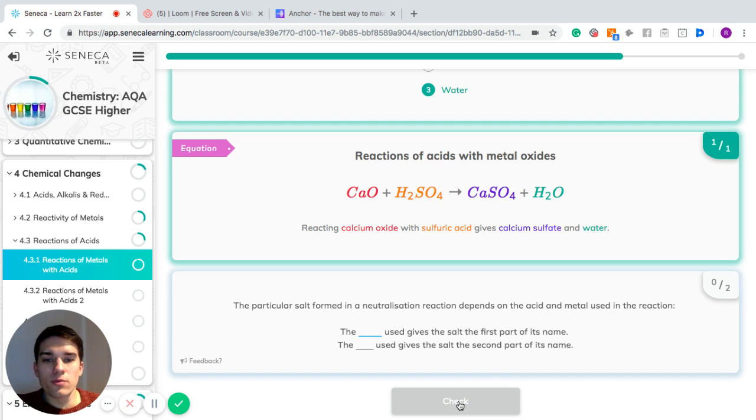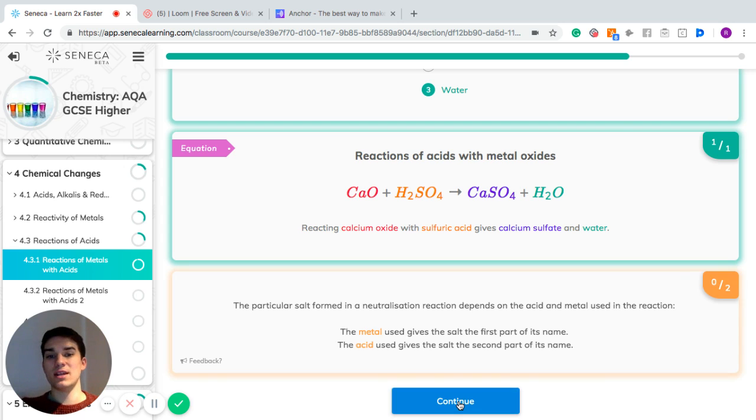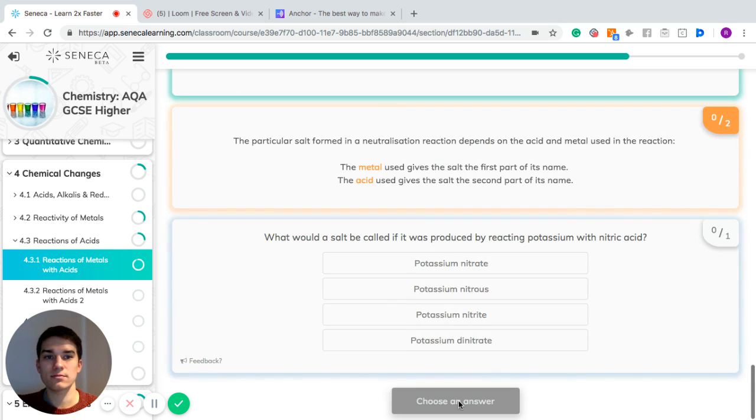The particular salt formed in a neutralization reaction depends on the acid and metal used in the reaction. The metal used gives the salt the first part of its name, and the acid used gives it the second part of its name. If we remember the example from above, we had calcium oxide and sulfuric acid. The first part of the name gave us calcium, and the second part gave us sulfate, so calcium sulfate was the salt produced. What would a salt be called if it was produced by reacting potassium with nitric acid? That would be potassium nitrate.